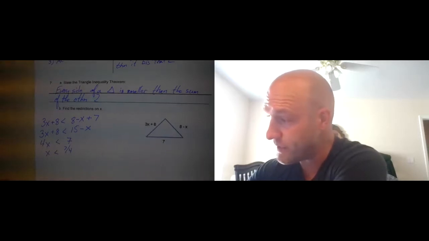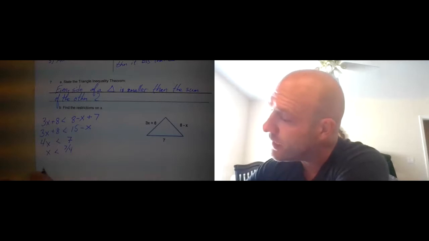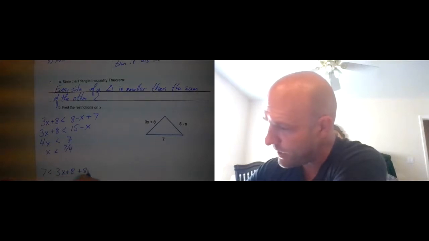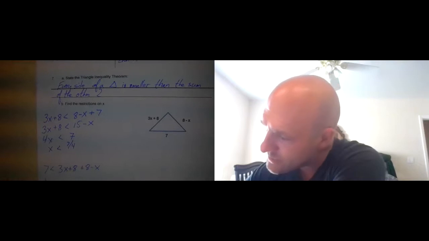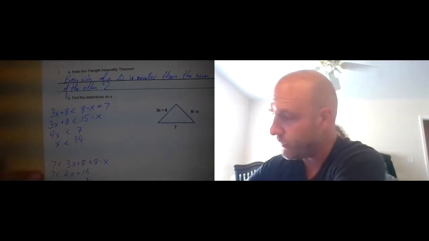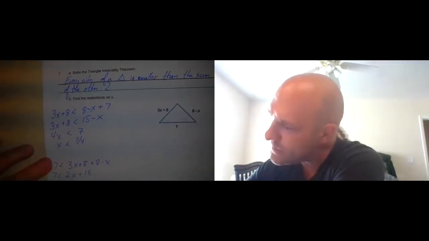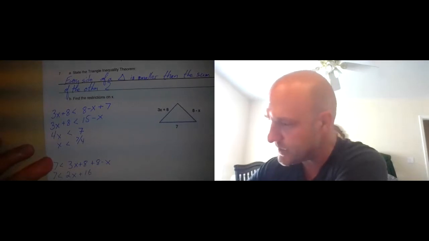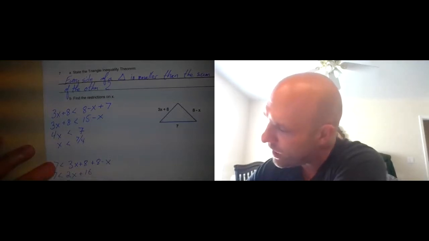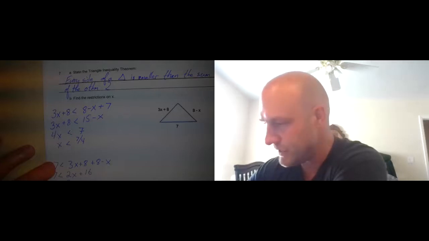What if 7 is the biggest side? It might be. I don't know what X is. So 7 would have to be smaller than 3X plus 8 plus another 8 minus X. So 7 would have to be smaller than, looks like, 2X plus 16. We could subtract 16 from both sides, get a -9, I believe. -9 is less than 2X, and divide by 2, and I get -9 halves is less than X.